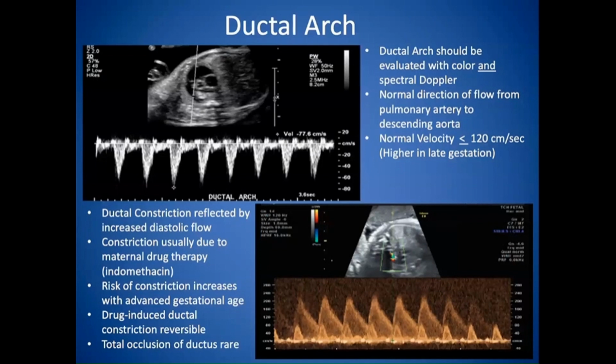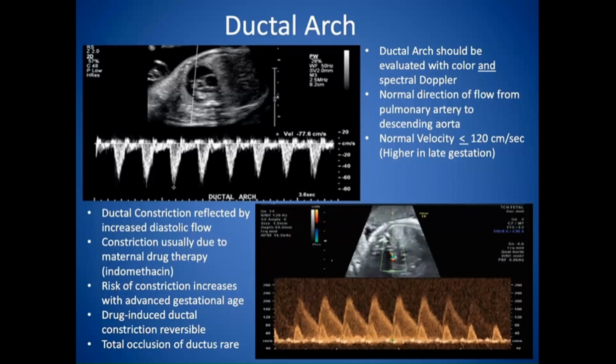Okay, you also want to look at the ductal arch. The ductal arch should be evaluated with color and spectral Doppler. Normal direction of flow is from the pulmonary artery towards the descending aorta. That section in between will be our ductus arteriosus. And once again, we use our 120 centimeters per second cutoff for normal.